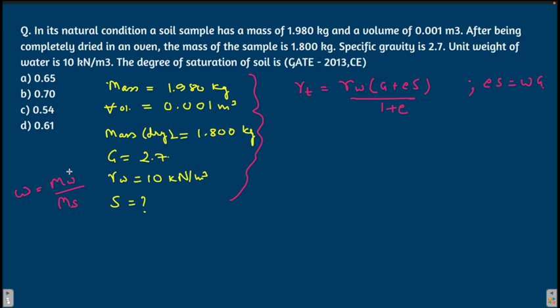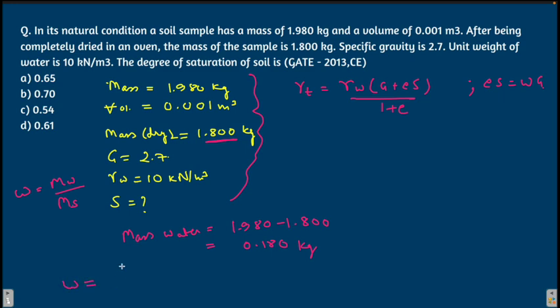Okay, so from the previous method we have calculated the mass of water. What is the mass of water over here? Mass of water is 1.980 minus 1.800. It is 0.180, right? This is the mass of water. What is the mass of solids? Mass of solids is given as 1.800. Now we have to find W, the water content.